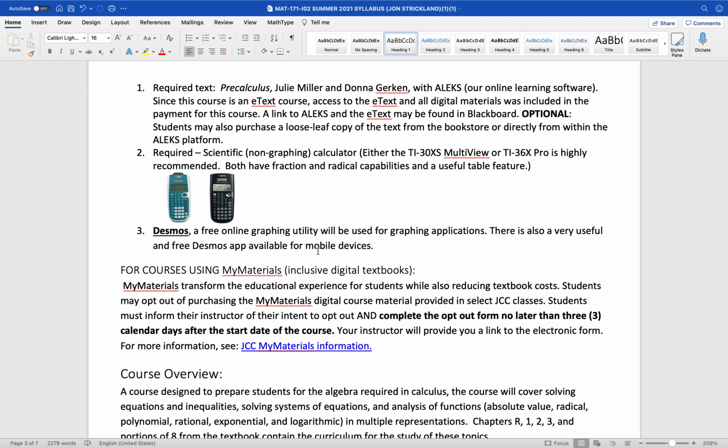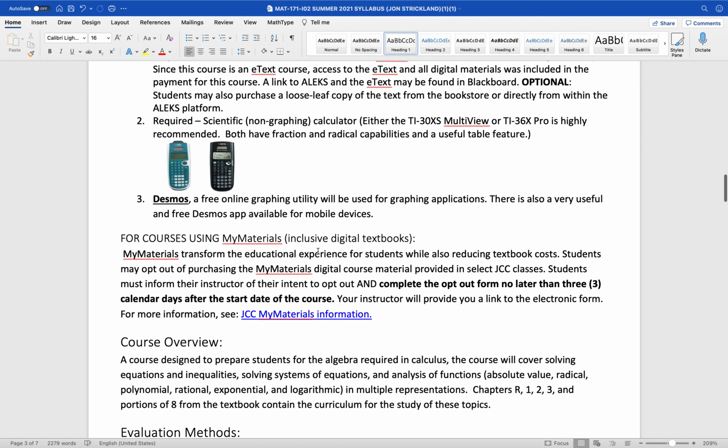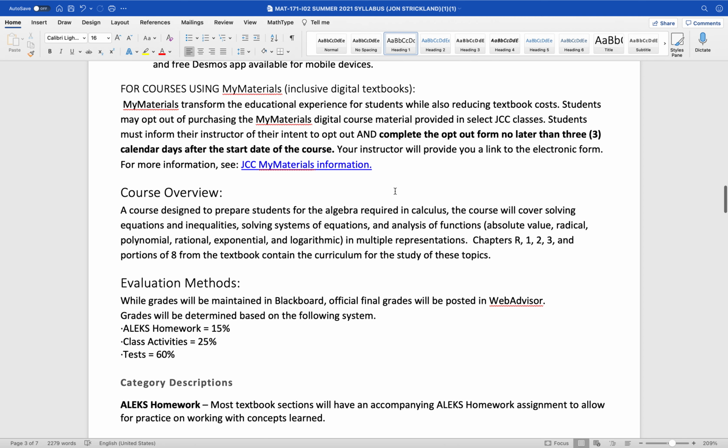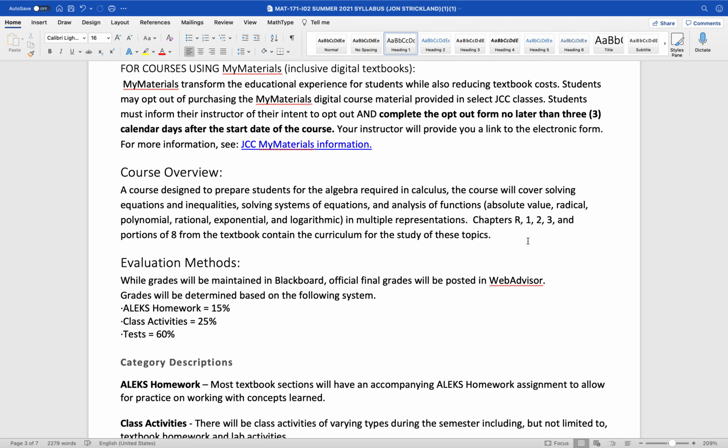Now for the course overview. Math 171 is a course designed to prepare students for the algebra that is required in calculus, and the course is going to cover solving equations and inequalities, as well as solving systems of equations, as well as analyzing functions of various types. For Math 171, we'll be looking into various sections of chapters R1, 2, 3, as well as portions of chapter 8.